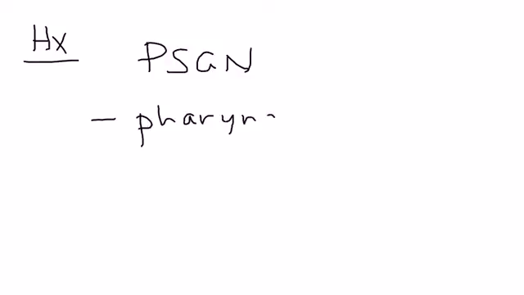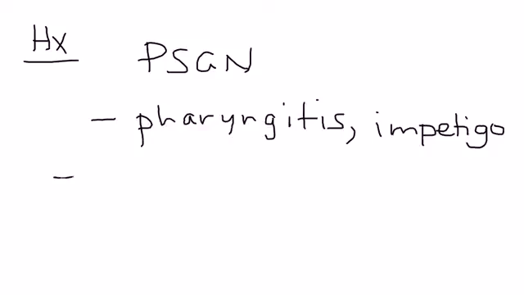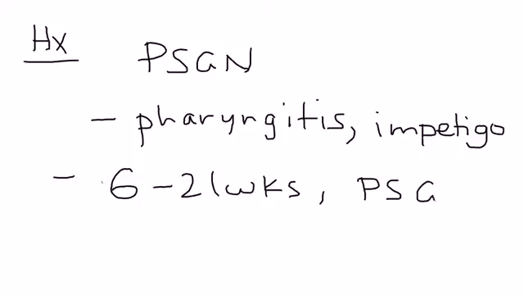So how would you identify this in a patient? Well, as you can deduce from the name post-strep GN, it basically occurs after an infection with strep. So most commonly either pharyngitis or an episode of impetigo, which is a rash. And after some time, usually you're looking at about 6 to 21 weeks after this initial infection, the patient then develops post-strep GN. If they develop it, it would be approximately this time frame after.